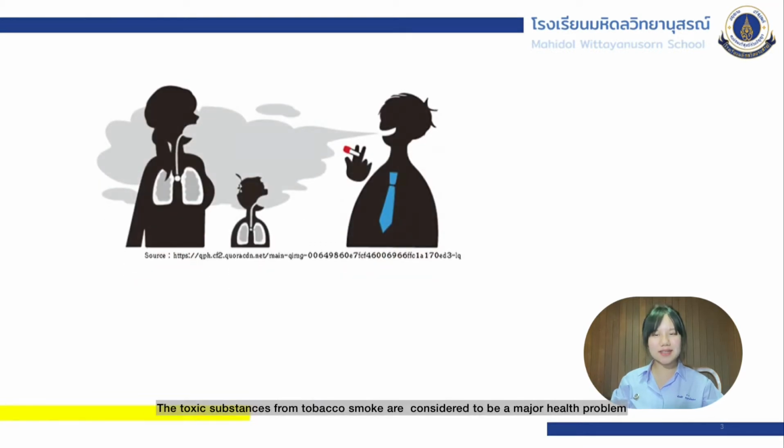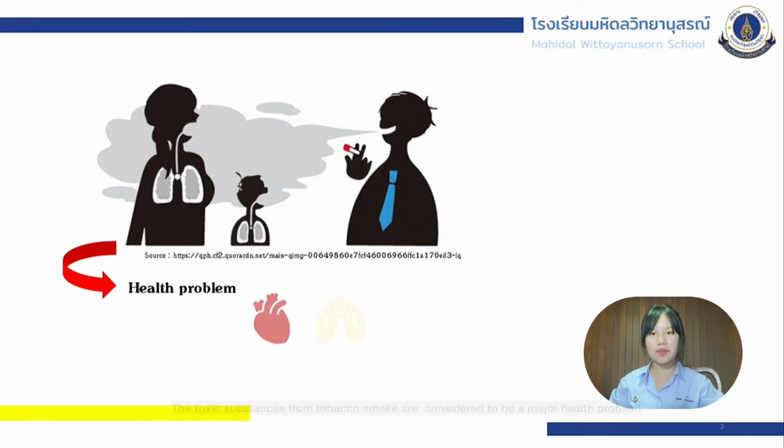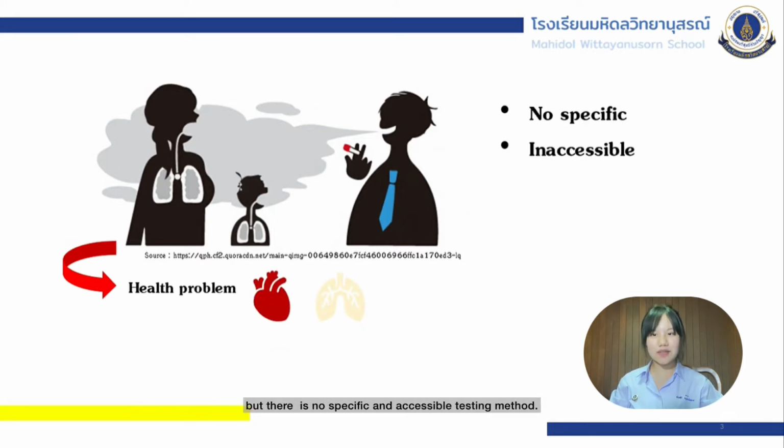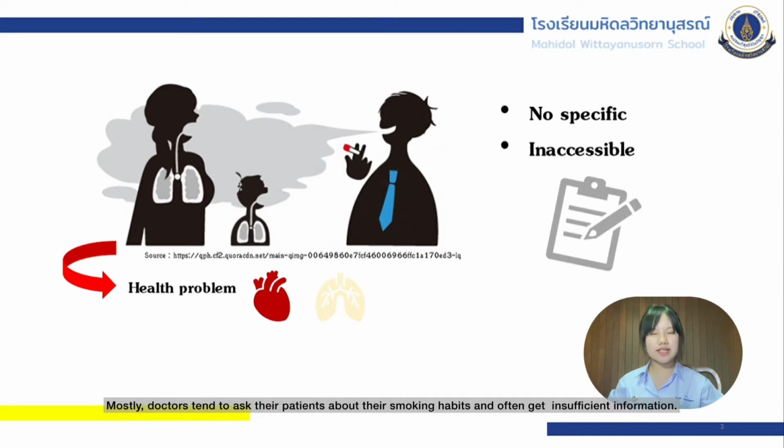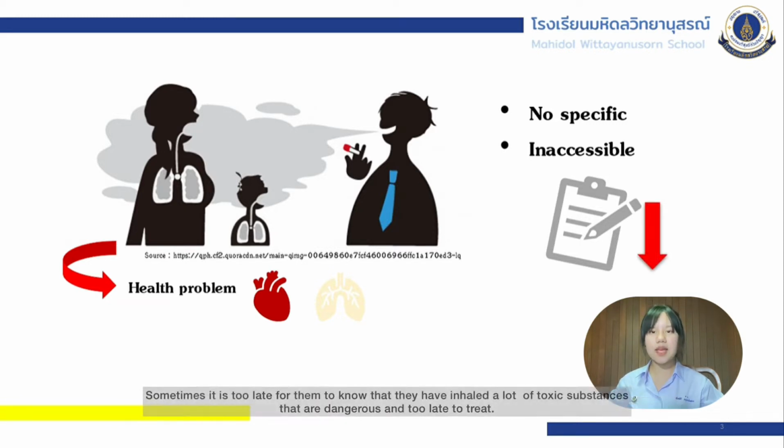The toxic substances from tobacco smoke are considered a major health problem and can be found easily in our daily life, but there is no specific and accessible testing method. Mostly, doctors ask their patients about their smoking habits and often get insufficient information. Sometimes it is too late for them to know that they have inhaled a lot of toxic substances that are dangerous and too late to treat.